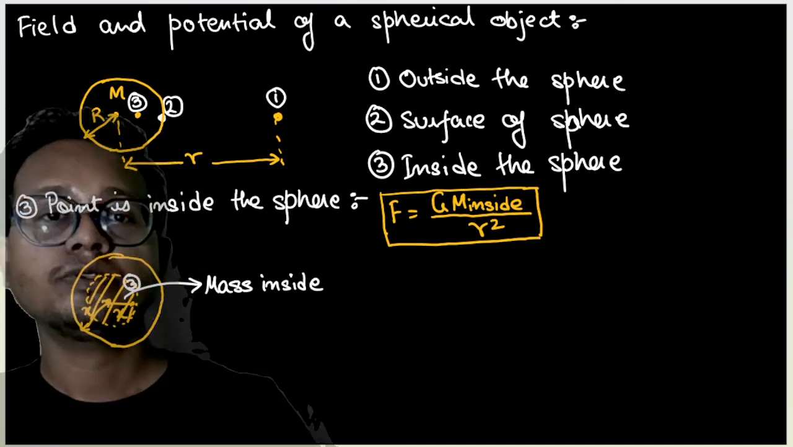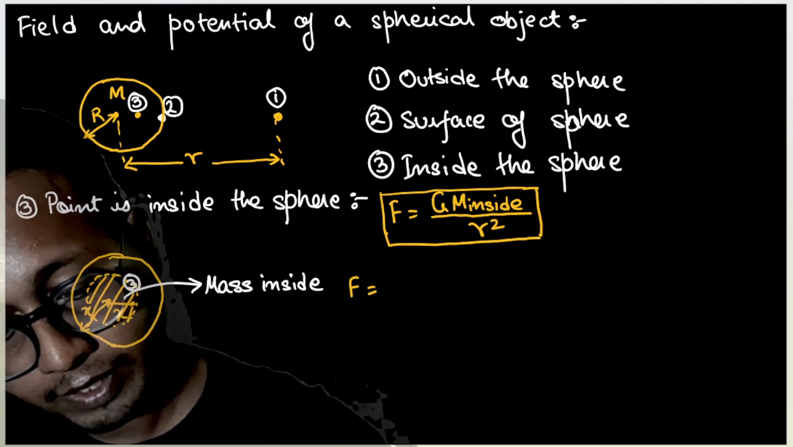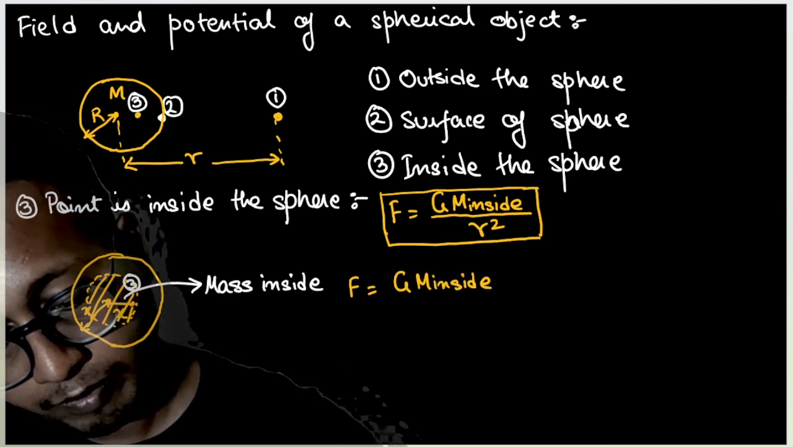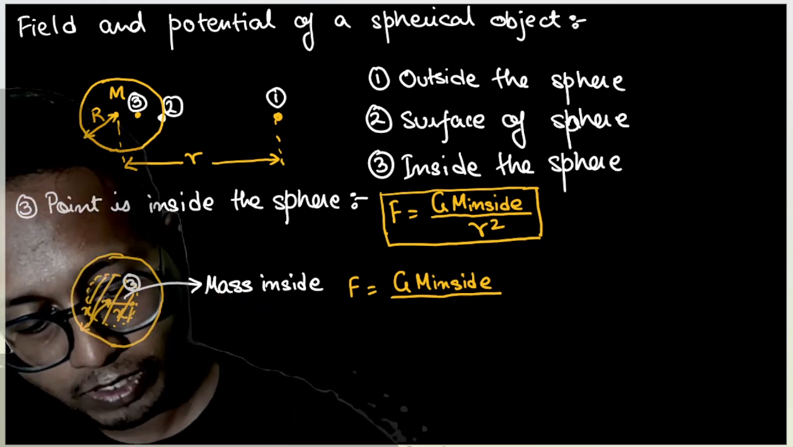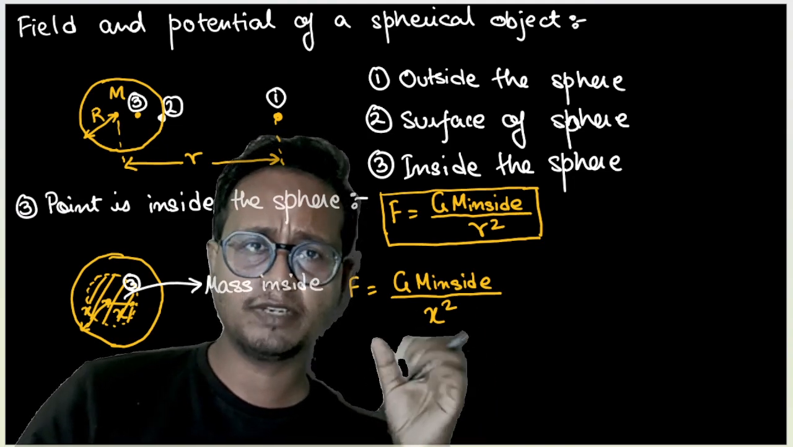Understood? So the field at point 3 is nothing but G into mass inside by r square. Now this r is nothing but x, or x square. Now you might ask, sir, I have learned a different formula in class. There was a different kind of formula.